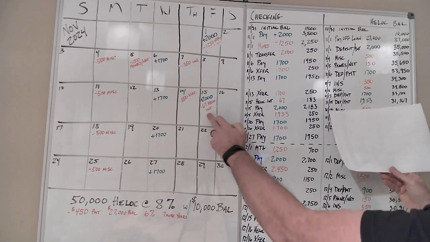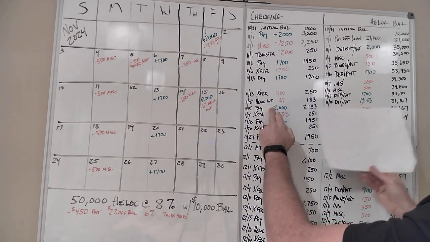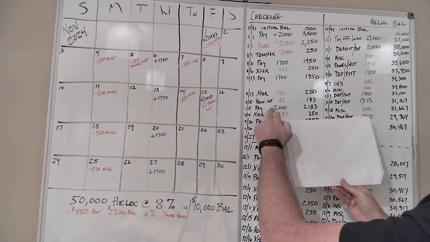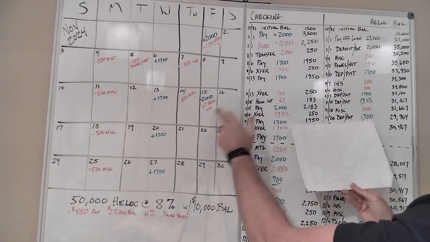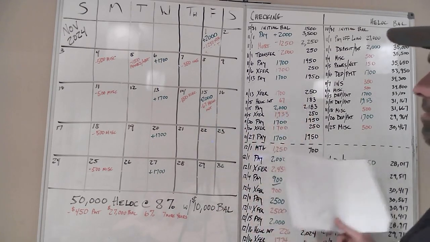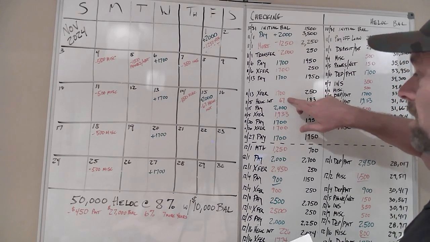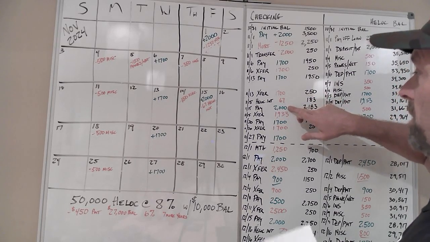But so the 15th here, we've got the $2,000 comes in, and we've also got $67 of HELOC interest that's going to come out of the way my bank is. It pulls it directly out of my checking account. So we got that coming out. We got the $2,000 payment going in.